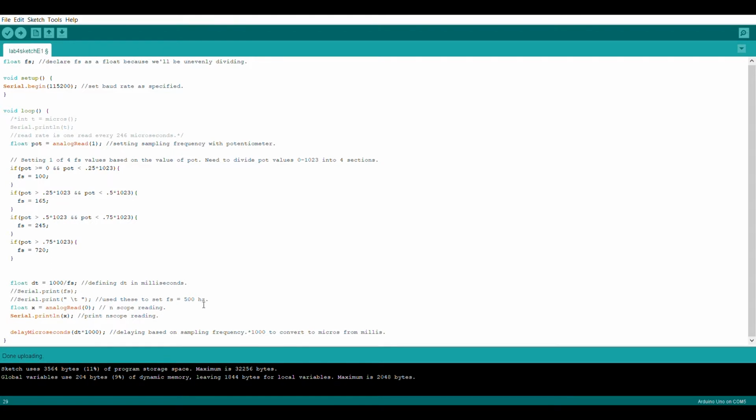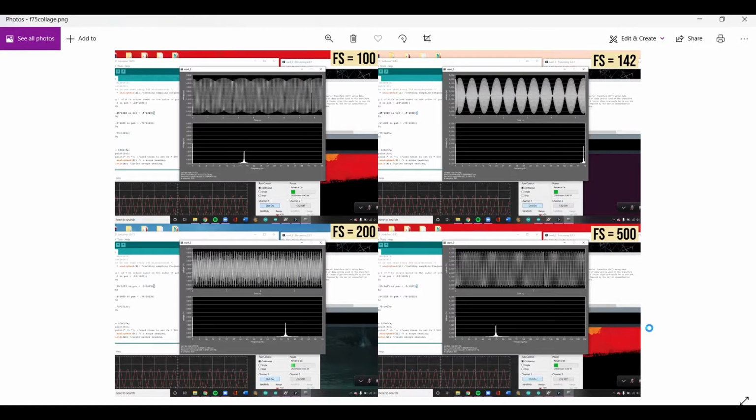Then I had some serial print stuff to set it to 500 hertz initially for the first exercise. Floated x, which is analog read 0, which is the N-scope reading, and then printed that so that I could print it over in processing. And then delay microseconds, which is dt times 1000 to convert it to microseconds.